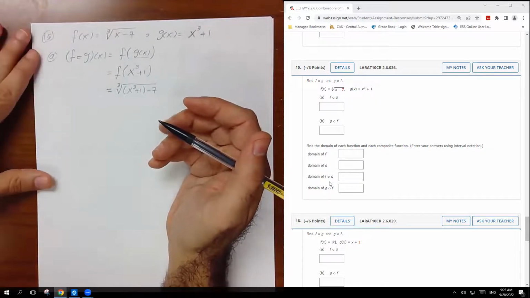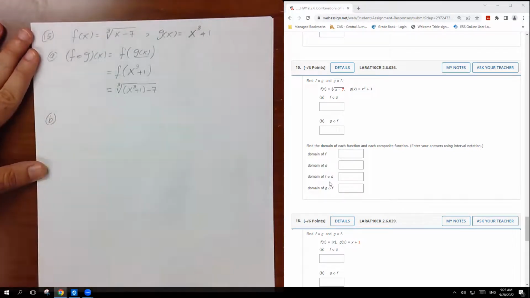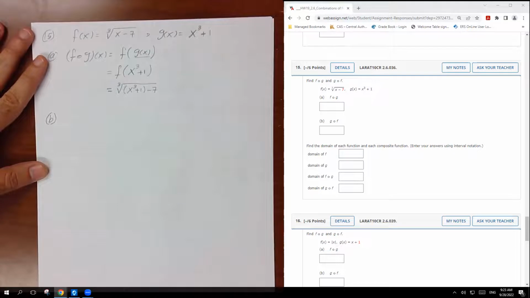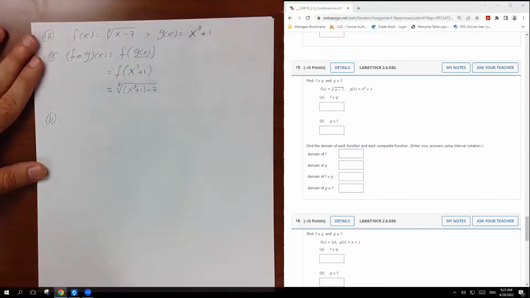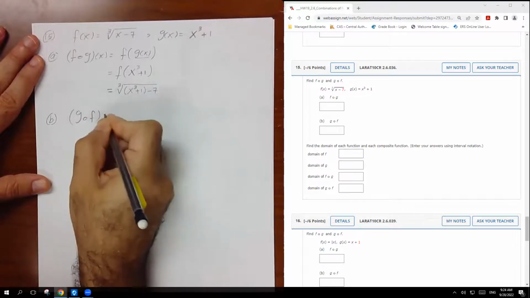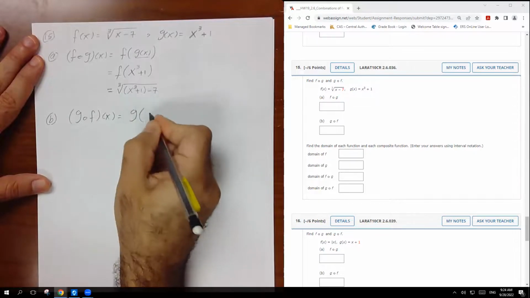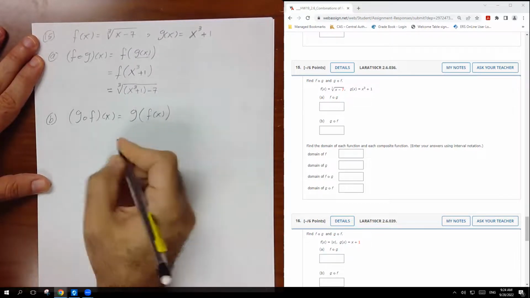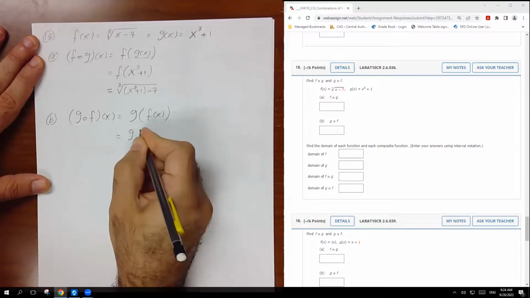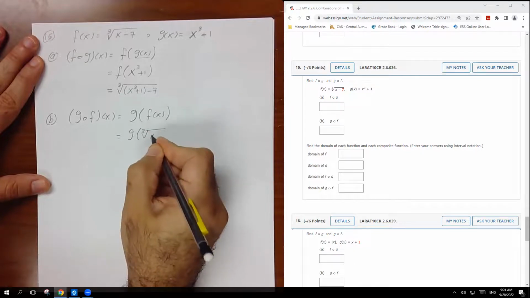Just keep it like this. For b, we need to find the opposite thing. We need to find G composite with F of X, which is equal to G outside, F of X inside. Here's the G, F of X, which is the cubic root of X minus 7.